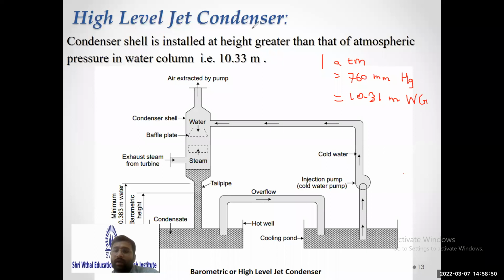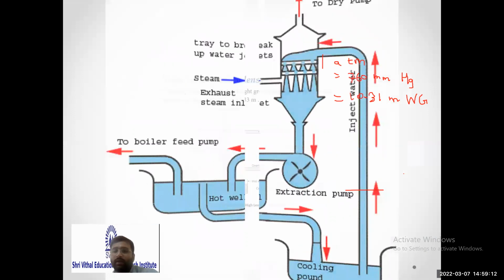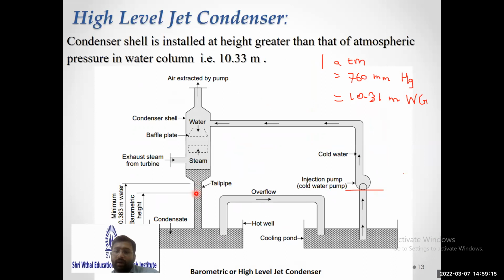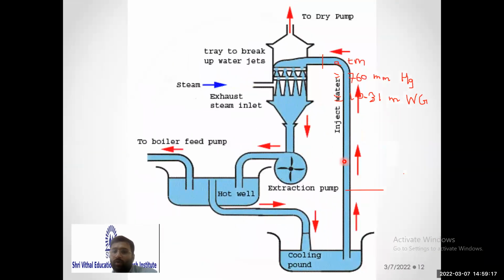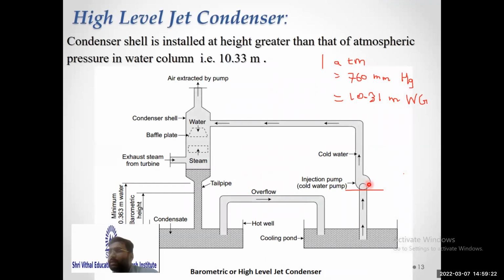level jet condenser. In this case, an injection pump is required to pump water from this pond to the condenser. If you compare with the previous diagram, here there is no extraction pump. In previous cases, if you remember, there was an extraction pump at the bottom. In this case, there is no extraction pump, and previous cases there was no supply pump here, but in this case there is an injection or supply pump. So draw this diagram also.